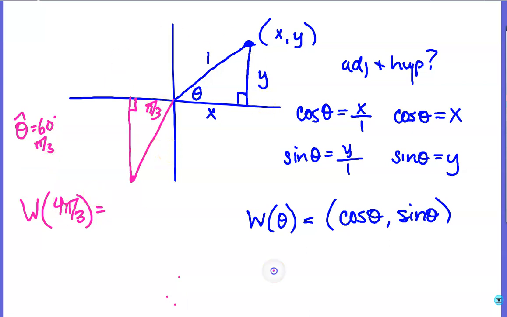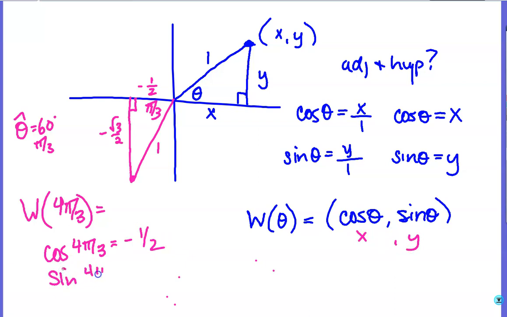Okay, so now we know the hypotenuse is 1, and we know that the adjacent side here, the short side, is negative 1/2, and this side is negative root 3 over 2. So what does that mean? That means that the cos of 4 pi over 3 is x, negative 1/2. And the sine of 4 pi over 3 is the y value of that, negative root 3 over 2. That's pretty cool. That means you can get those values really quick by just thinking of your triangle.